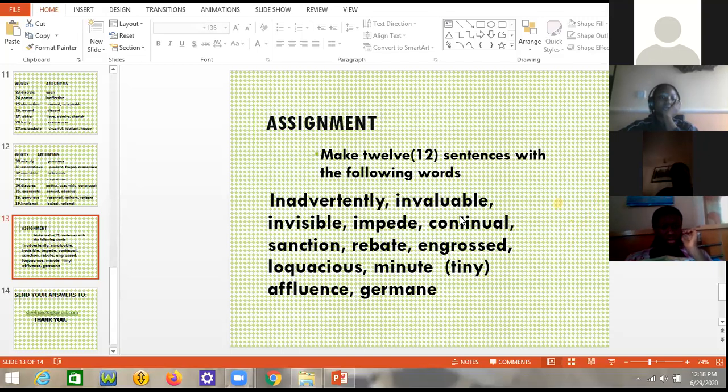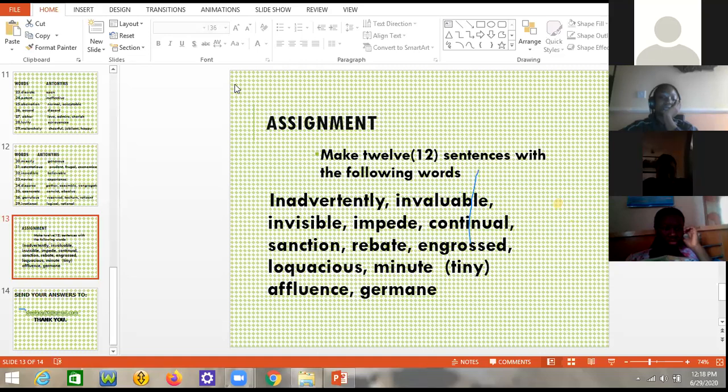So these 12 words now. Inadvertently, invaluable, invincible, impede, continual, sanction, rebate, engross, loquacious, minute. It has the same spelling with minute, I think, but it is minute. That's why I put tiny in brackets. Minute, something that is small, tiny. Affluence, germane.